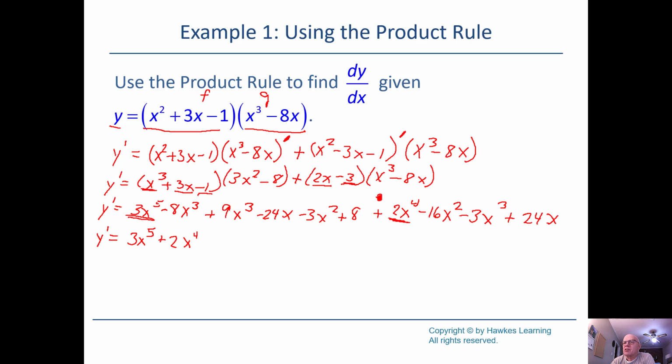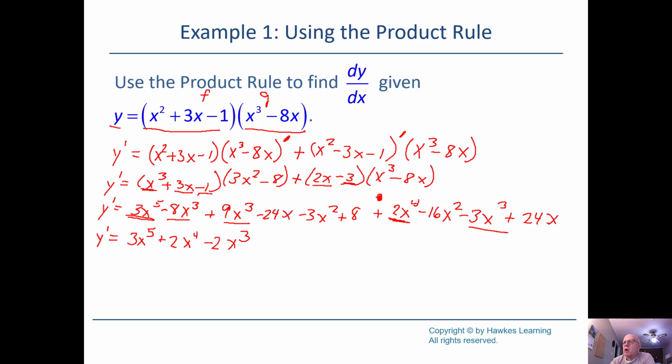Now let's look for x cubes. I've got one here and one here. If I add those together, I've got positive 1x cubed. And I've got another x cubed here. And a positive 1x cubed to that. And I'll have minus 2x cubed. So I've used up this, and this, and this.